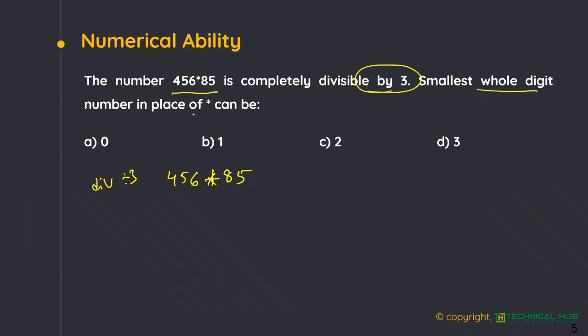Here we need to calculate what value comes at this star position. Smallest single-digit number means from 0 to 9. We need to take the smallest value among 0 to 9 so that it satisfies the condition that the number is divisible by 3.